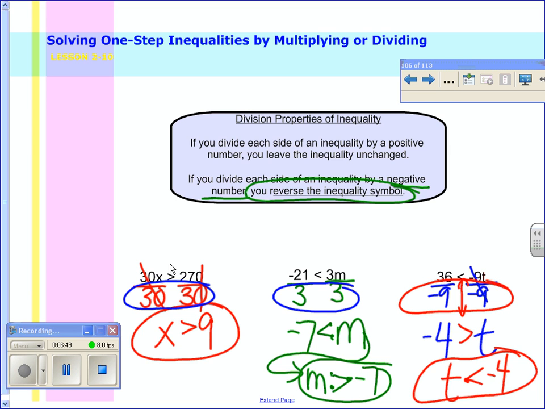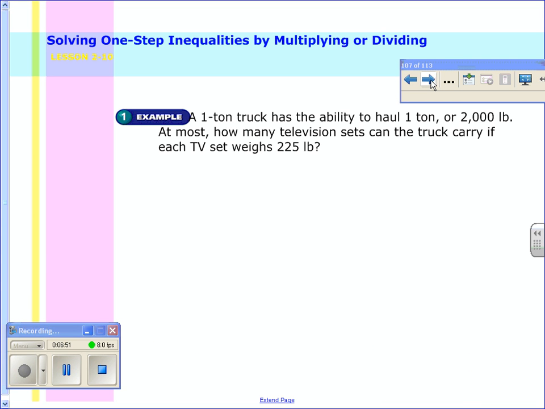All right, so let's try another one. A 1-ton truck has the ability to haul 1 ton or 2,000 pounds. At most, how many television sets can the truck carry if each TV set weighs 225 pounds? I want you to try to figure out this inequality for yourself. Just go ahead and write it down for now. Each TV weighs 225 pounds. We don't know how many exactly fit in the truck yet, so keep that in mind for the variable, and it can haul at most 2,000 pounds.